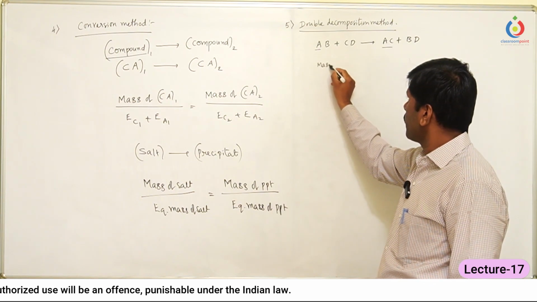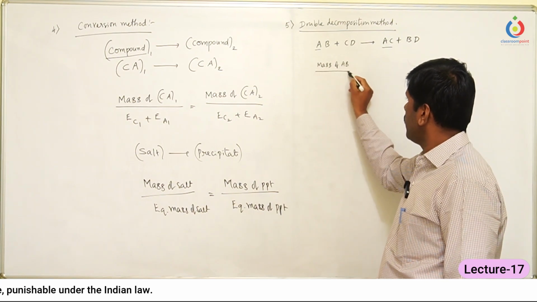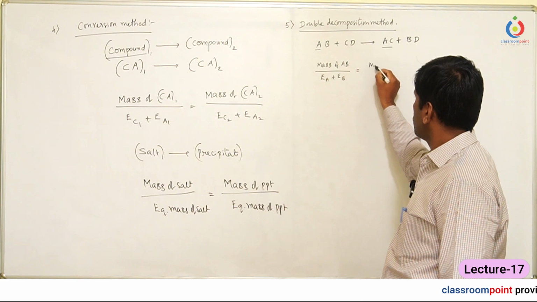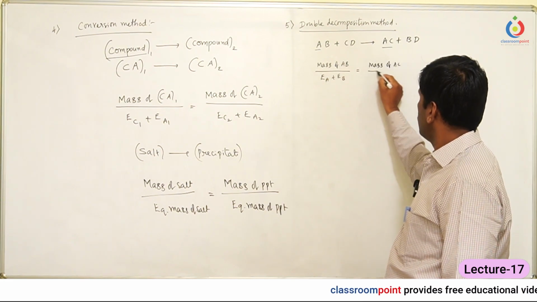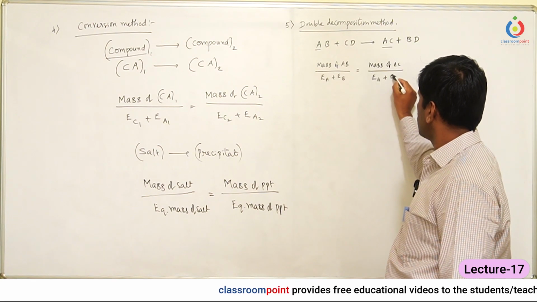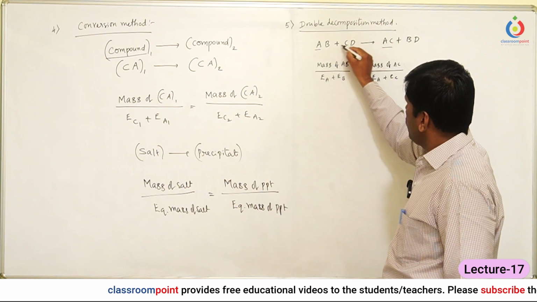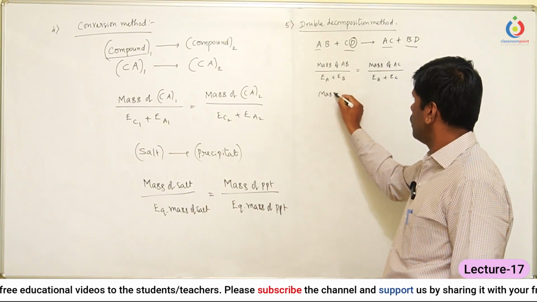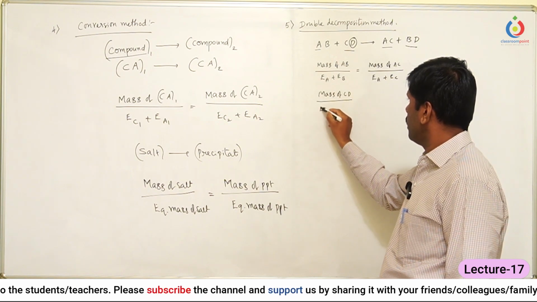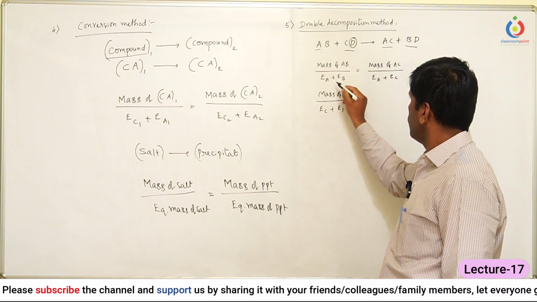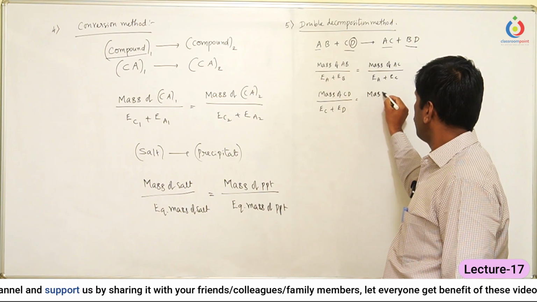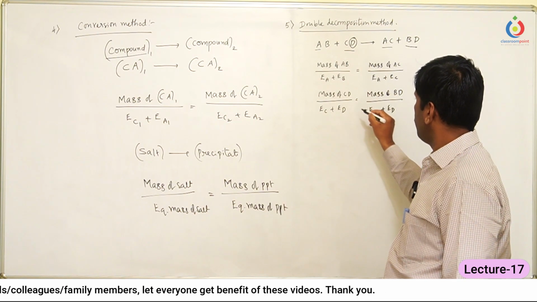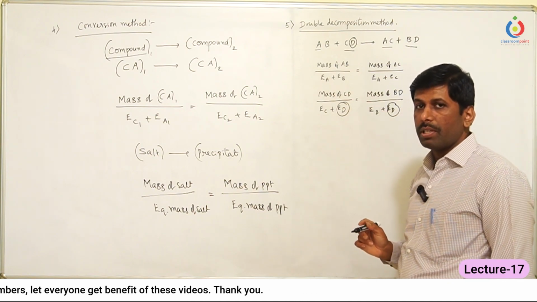So the simple thing here is the mass of AB divided by the equivalent mass of A plus the equivalent mass of B equals the mass of AC divided by the equivalent mass of A plus the equivalent mass of C. If they ask about, for example, D, then you have to select CD and BD, so that the mass of CD divided by the equivalent mass of C plus the equivalent mass of D equals the mass of BD divided by the equivalent mass of B plus the equivalent mass of D, because your intention is to calculate the equivalent mass of D.